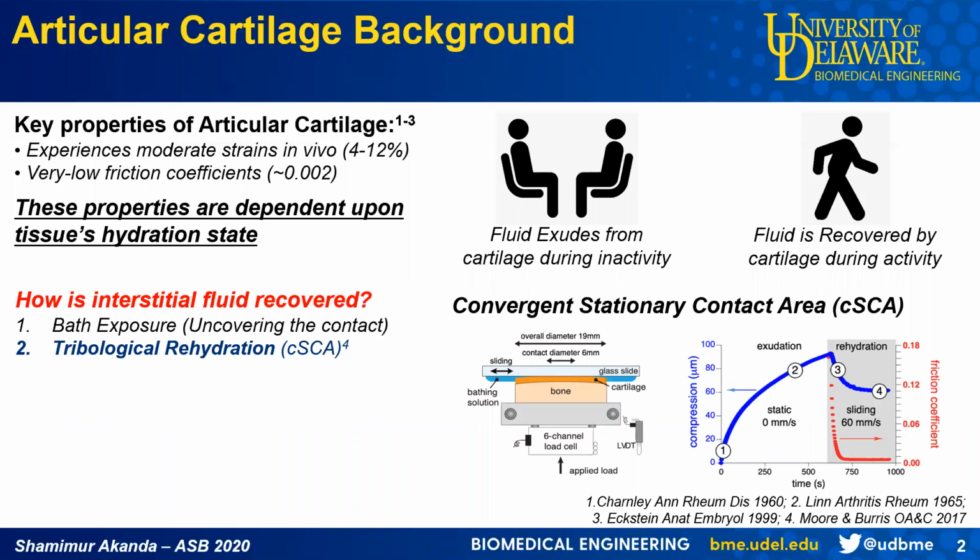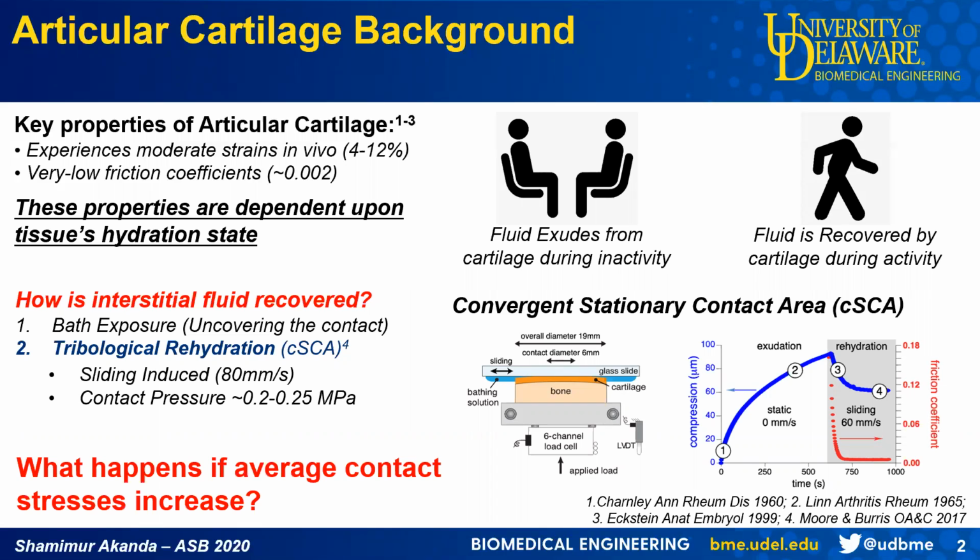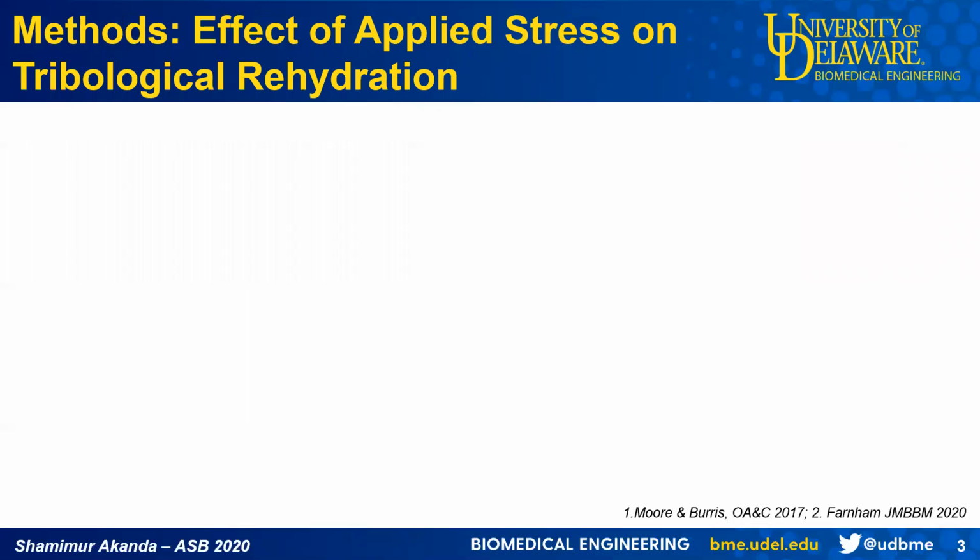Using convergent stationary contact area, or CSCA, we found that cartilage loses fluid under compression and gains fluid during high-speed sliding under average contact pressure of 0.2 to 0.25 megapascal. So we would like to know what will happen if contact stress is increased.